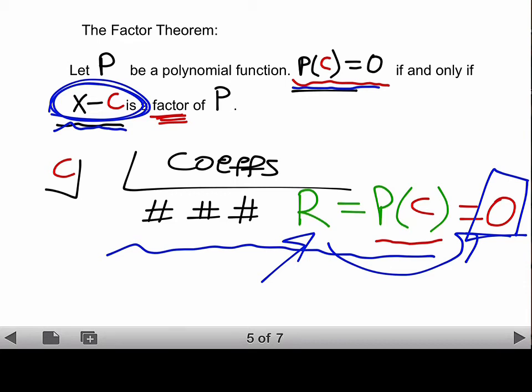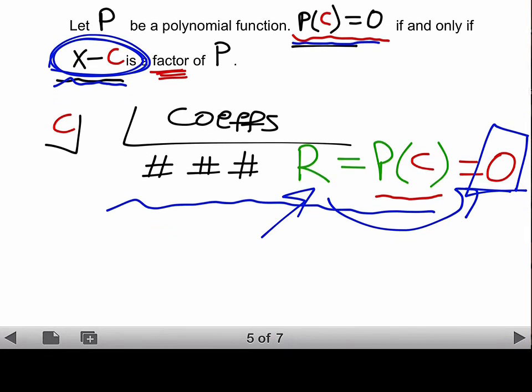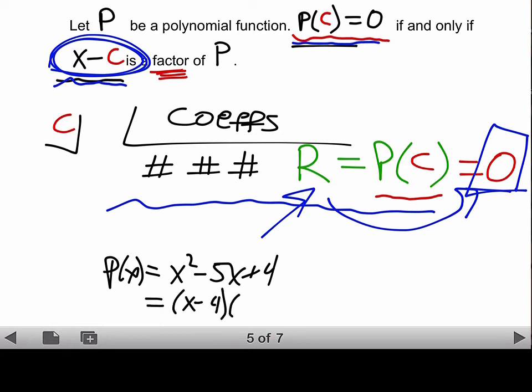All we're after is, does the remainder turn out to be 0? Now, I'll be the first to admit sometimes theorems get in the way of what you're trying to understand, so let me just bring this home. If we have a polynomial function, let's say p of x is equal to x squared minus 5x plus 4, that can be factored into x minus 4 times x minus 1.